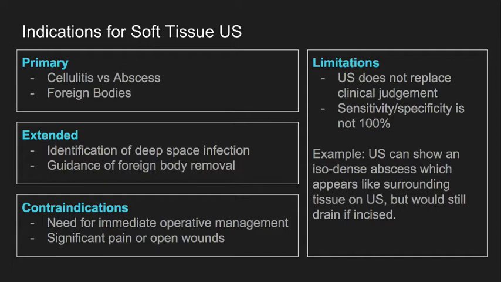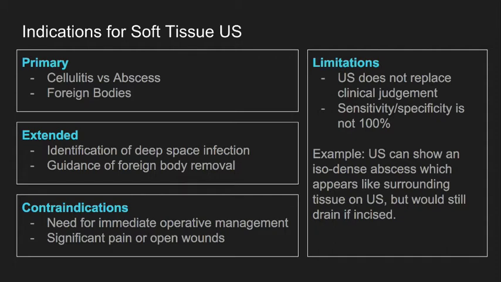There are also some limitations of ultrasound that you should be aware of. Ultrasound cannot replace your clinical judgment, so if your history and physical exam are not suggestive of a soft tissue infection, the ultrasound might not be of any additional value. Also, you should remember that the sensitivity and specificity of ultrasound for soft tissue is not 100%. According to this great article, it's more like 97% and 83% respectively. One good example of these limitations is something like an isodense abscess, which may appear like surrounding tissue on ultrasound, but if incised, would drain.